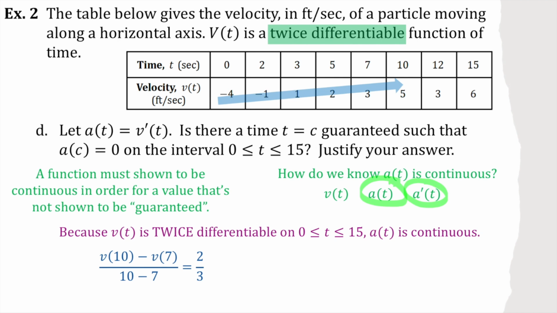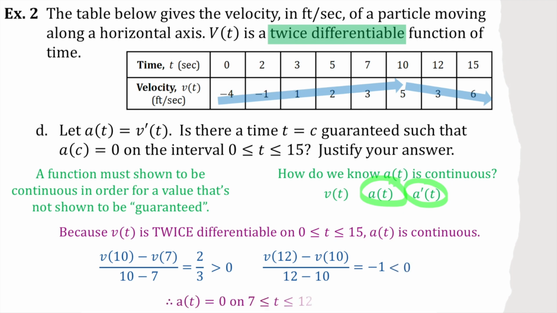We'll say between v of 10 and v of 7, we can find that the slope is 2/3, which is greater than 0. Then after 10, the velocity starts decreasing. The slope is negative. So we use 2 points to find that between v of 12 and v of 10, we have a slope of -1. That's less than 0. Therefore, the acceleration has to be 0 sometime between 7 and 12 seconds. We know that because of the intermediate value theorem. There was so much in that problem. I hope it made sense to you.